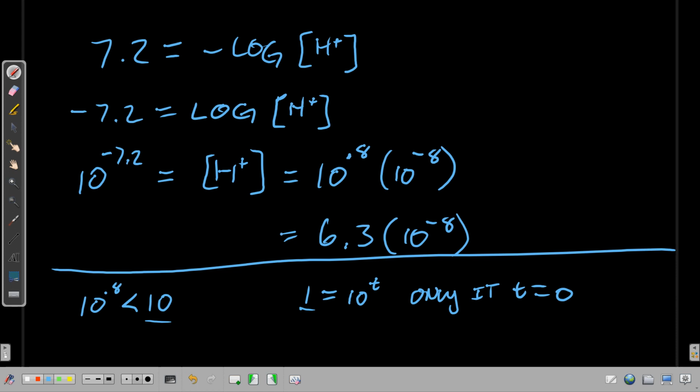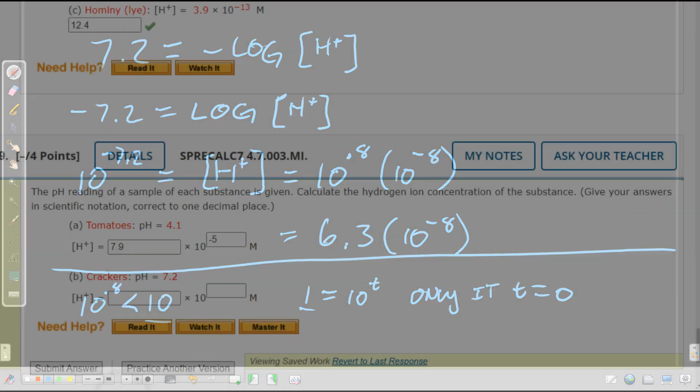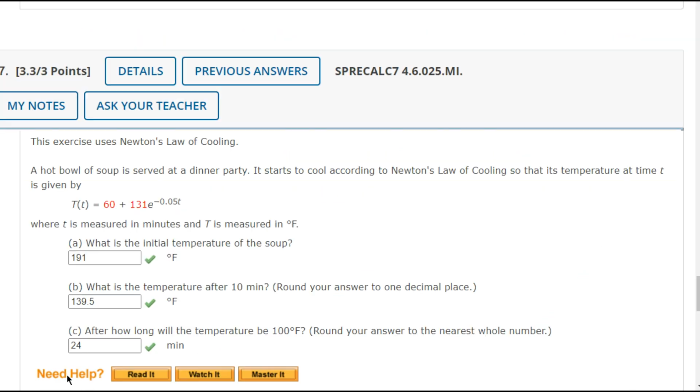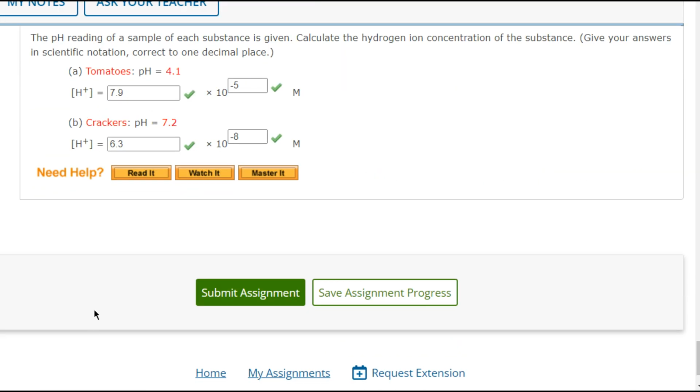So 6.3 times 10 to the minus 8. It's nearly right halfway between acidic and basic, neutral. It's nearly neutral. Crackers.